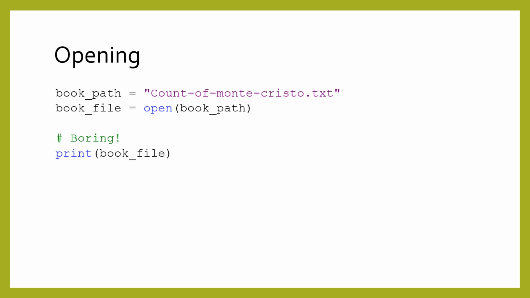Before you can access a file, you must explicitly open the file using the open function. This function consumes the path to the file as a string and returns a file object. Typically, we store this file object into a variable. If you run this code, it will not seem very exciting, since we have not actually processed the data in the file.